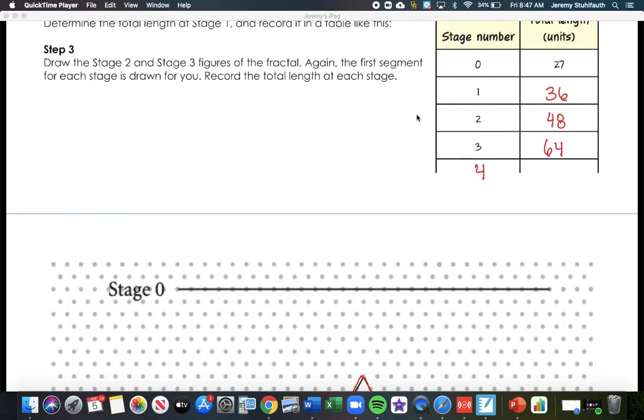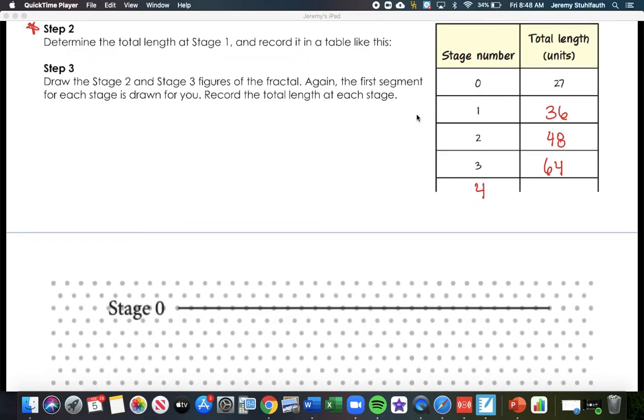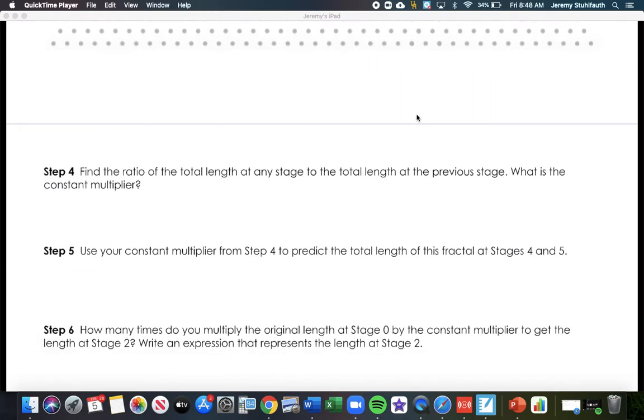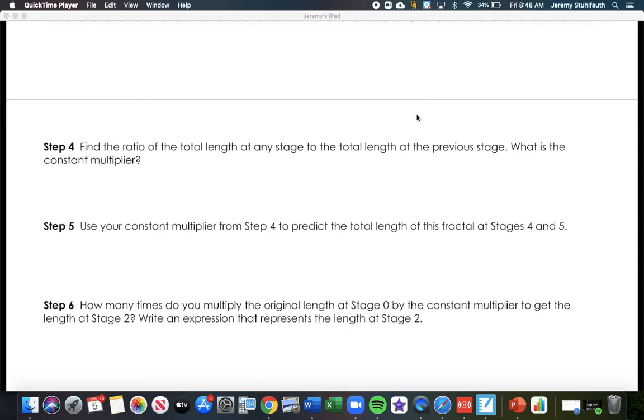So we have this, and again, what we're going to want to find out is eventually what's the total length in stage 4? What's the total length in stage 5? So if we jump down here to step 4, it says to find the ratio of the total length at any stage to the total length of the previous stage. What is the constant multiplier?